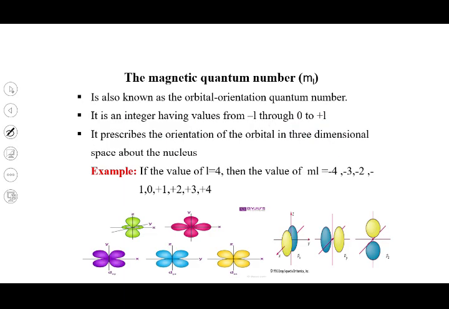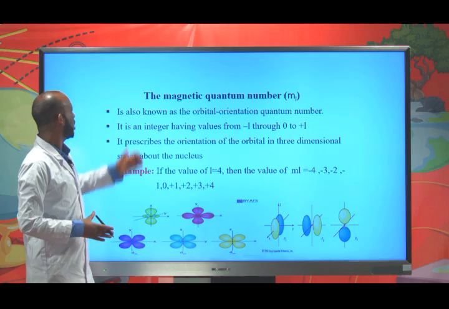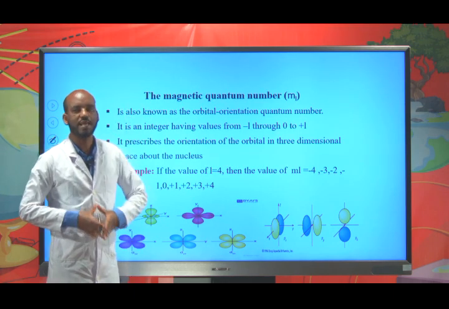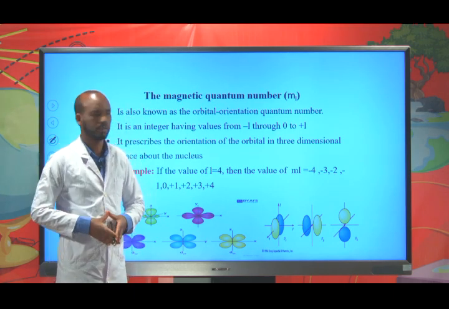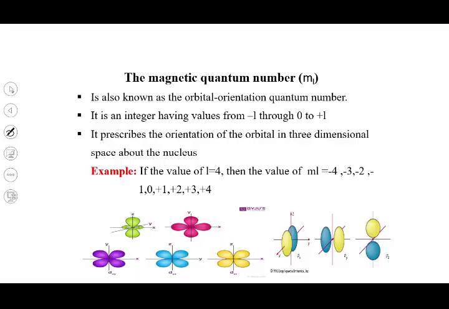The magnetic quantum number, denoted by the symbol ML, is also known as the orbital orientation quantum number. It is an integer having values from minus L through 0 to plus L. It prescribes the orientation of the orbital in three-dimensional space about the nucleus.